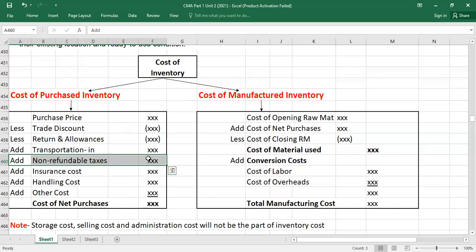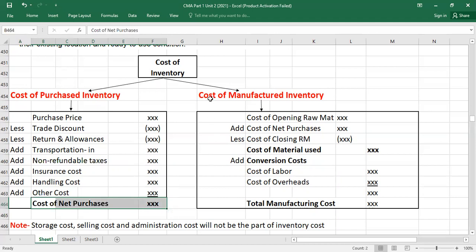So the VAT, usually VAT is refundable. If you have paid any taxes which are refundable, of course you should not record them as a cost of the inventory because you will recover it. Then you will add here insurance cost if you have paid. Okay, and plus handling cost like maybe loading cost, unloading cost, or any other cost which you have incurred to bring the inventory to the present location. Okay, so those all will be part of the cost of net purchases.